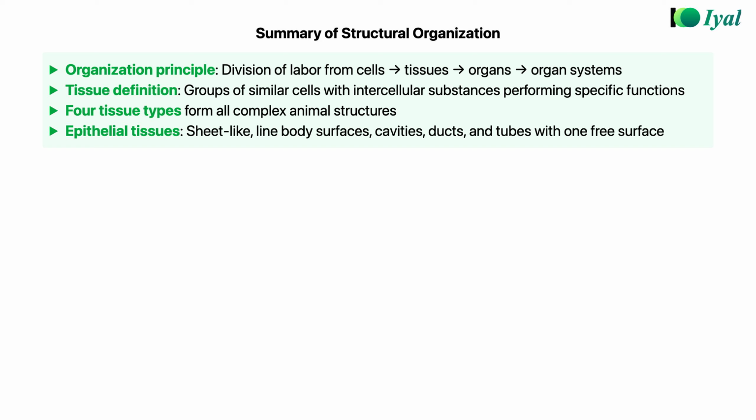All complex animals, no matter how different they look, are built from just 4 basic tissue types. Epithelial tissues are especially important. They're sheet-like tissues that line the body's surfaces and its internal cavities, ducts, and tubes. They always have one free surface facing either a body fluid or the outside environment.